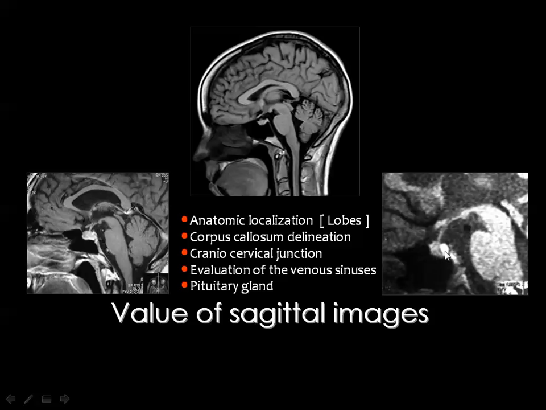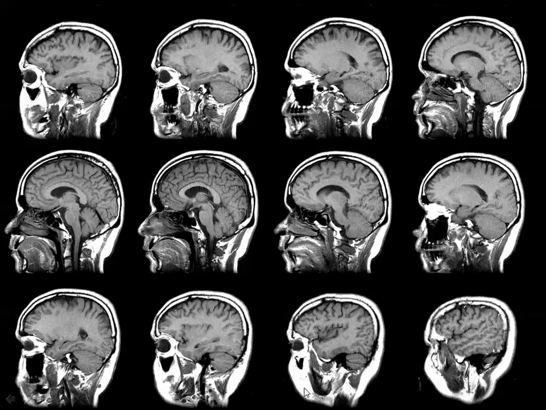Also, in cases of venous sinus thrombosis, the sagittal image is one of the best views to see the venous sinuses. You know that the sagittal images start from the left side, then pass by the midline, then go to the right side. Then if you have the full series, and you know that this is the frontal horn, here you can see the temporal horn, the frontal lobe, the temporal lobe, the parietal lobe, the occipital lobe.